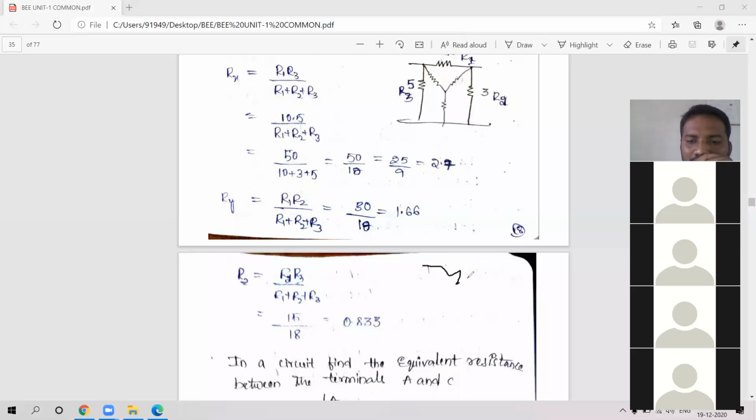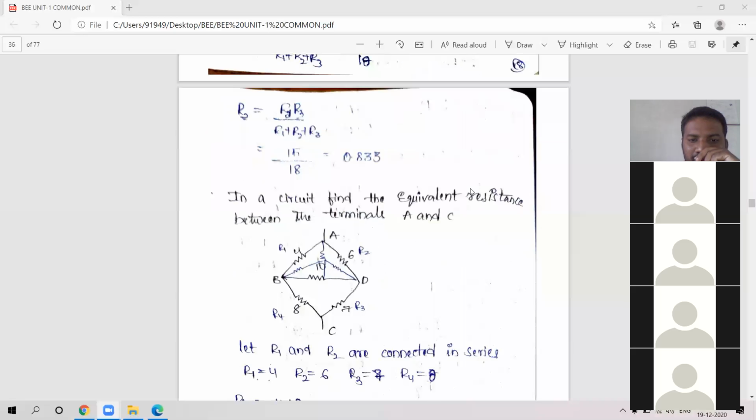Okay, this is the final circuit I got. This is Rx. Whatever values you got, you write that value. Rx is equal to R1, Ry is equal to, and Rz is equal to whatever values you got, you just substitute over there. Clear? Any doubts? No, sir.